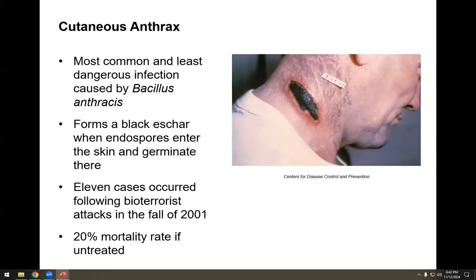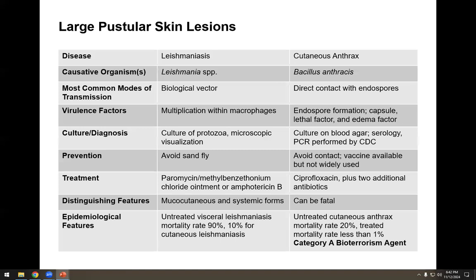Cutaneous anthrax, we already talked about anthrax in general, but this is another picture of that black eschar that can develop. Let's not forget how serious this disease can be. It's 20% on that low end for that.